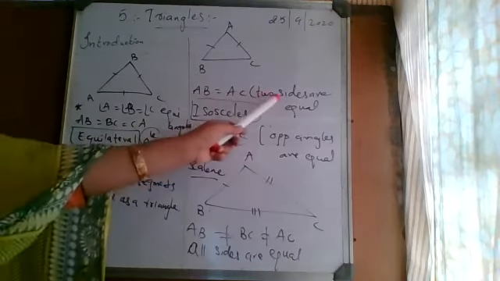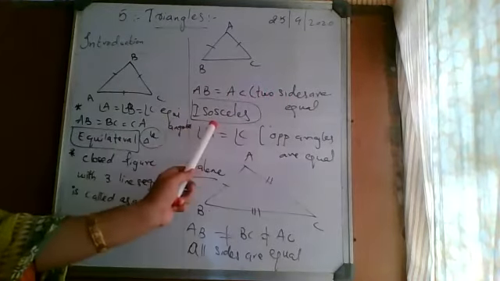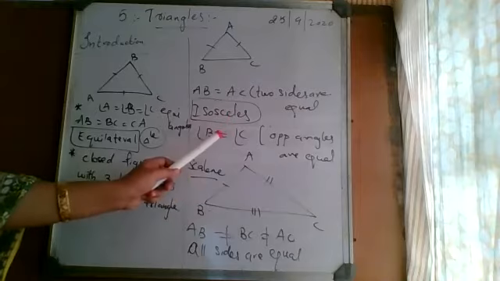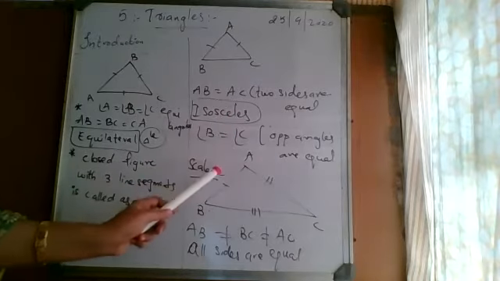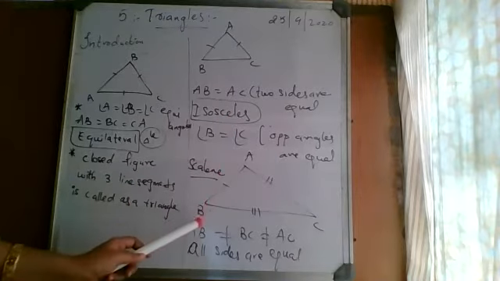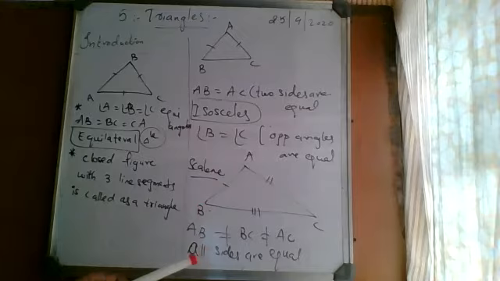AB is equal to BC. Two sides are equal in isosceles triangle. In isosceles triangles, opposite sides are equal. In scalene triangle, what is a scalene triangle? All sides are different in scalene triangle. Okay.